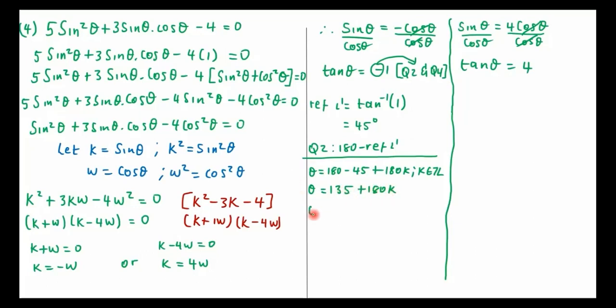And then now we're going to look at the fourth quadrant. Fourth quadrant, it is 360 minus your reference angle. So with this one here, theta will be 360 minus my reference angle, which is 45, plus 180k, where k is an element of integers. Then from here, theta is going to be 315 plus 180k.